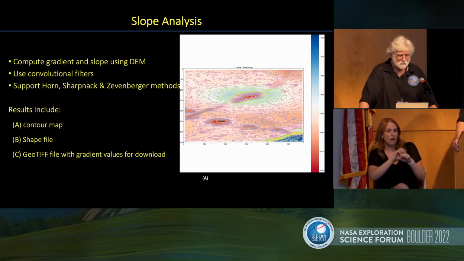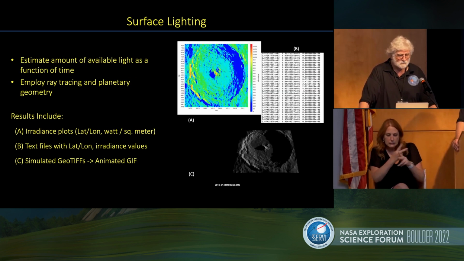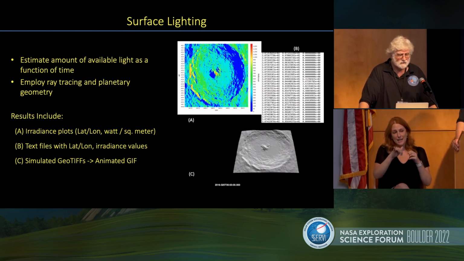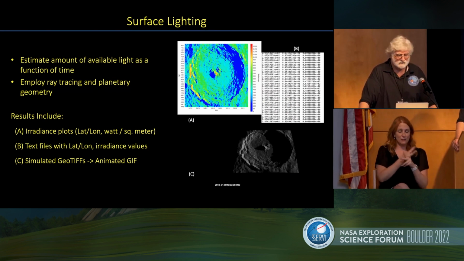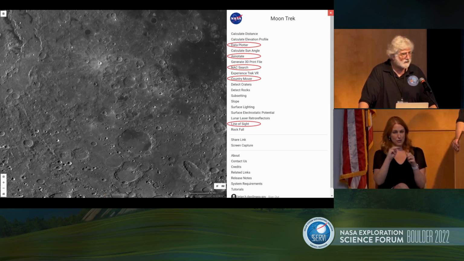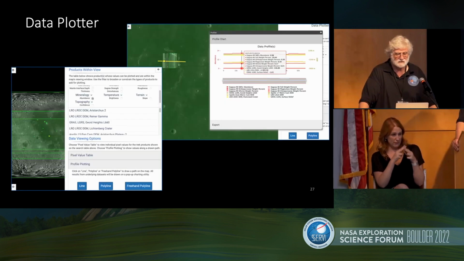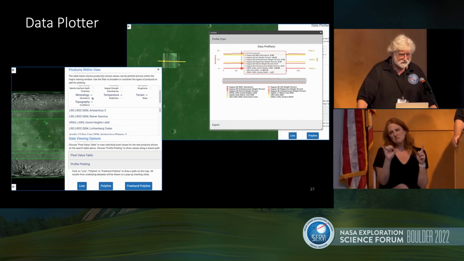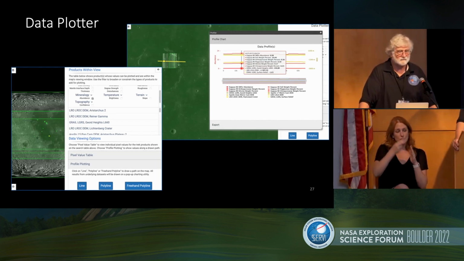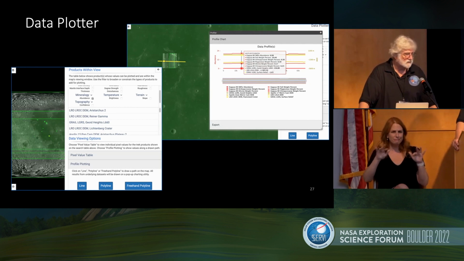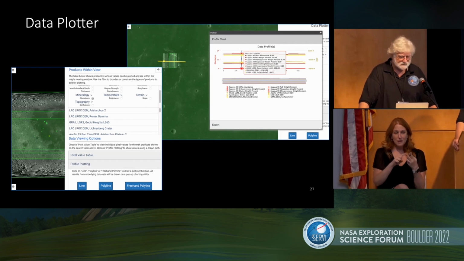We also have, of course, slope analysis. That'll be necessary for landing site and traverse characterization. Ray traced surface lighting, including irradiance plots of watts per square meter. And we have a number of new tools that I'd like to highlight very briefly here. These include a data plotter, and this is in many ways similar to the elevation profile, but now instead of plotting elevation for whatever path you draw, you will see a plot of a wide variety, a growing variety of raster data. So that might include mineralogy, thermal data, gravimetry, et cetera.